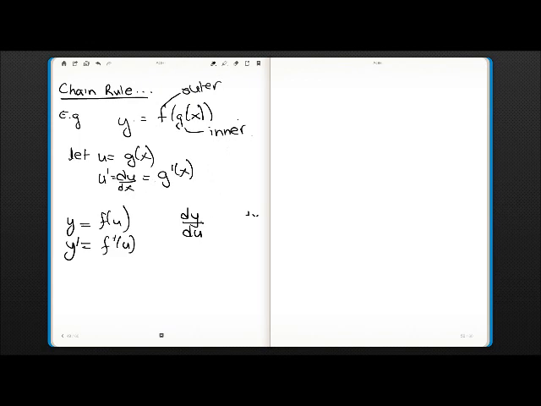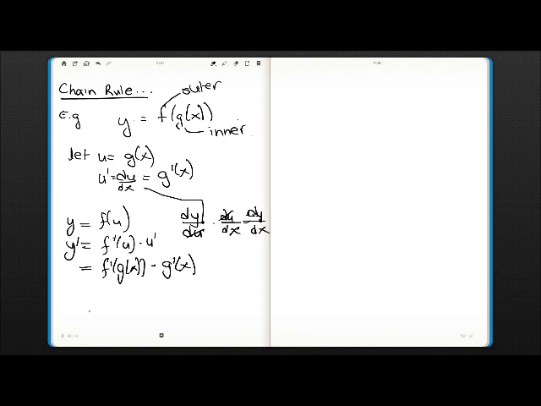Therefore, we multiply these two together, we get du over dx, and we can get rid of the du's, and therefore we will be left with dy over dx. Therefore, we have to multiply this by u prime, and if we sub back in these two values, we get f prime at g of x times g prime of x. So that's pretty much the chain rule.